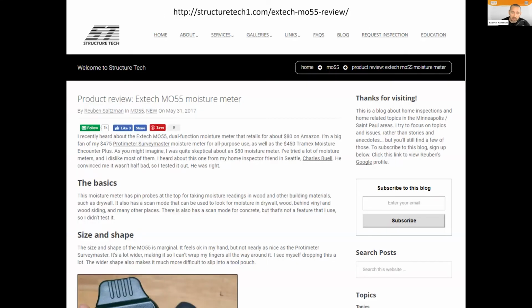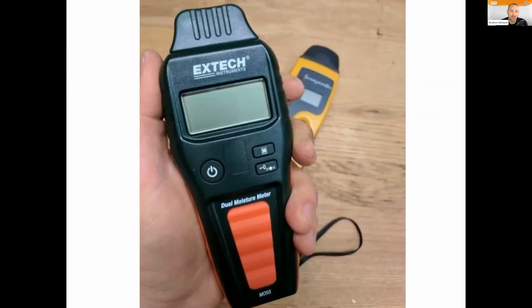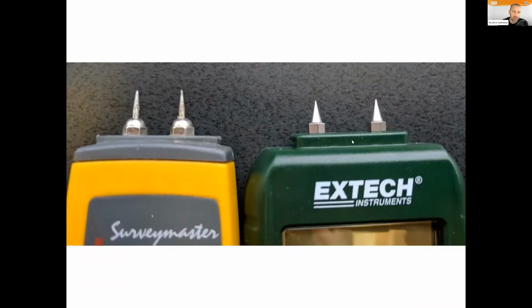Now, if you're looking for something on a budget, I will tell you there's another moisture meter out there that's good. It's not as good, but it's good. And it's the X-Tech MO55. We've got a handful of home inspectors on my team who use this as a backup. It's bigger, it's boxier, it doesn't fit in your tool pouch as well. It does not give you instantaneous feedback. The pin probes aren't nicely shaped. They've got these cones instead of more pins. I don't like that as much, but I found it to be very accurate.